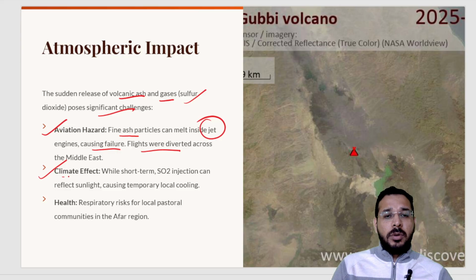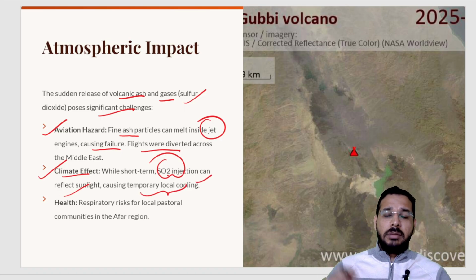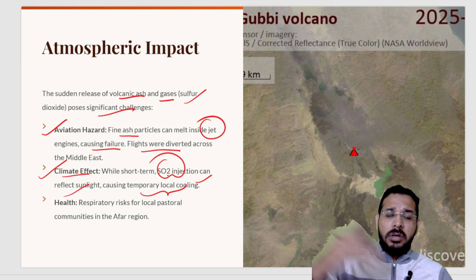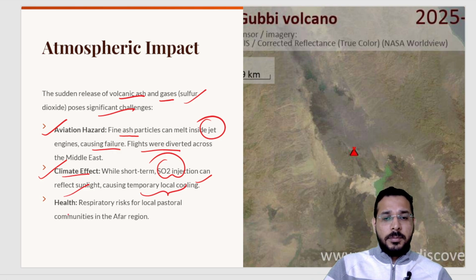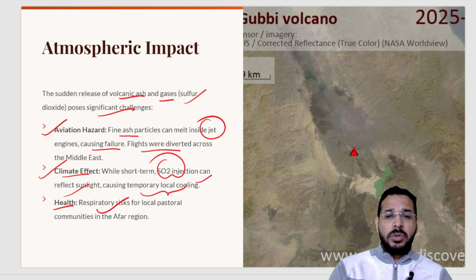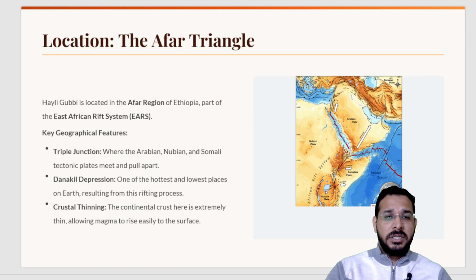Then the impact on climate change. While the sulfur dioxide injection can reflect sunlight and temporarily cause cooling, in the long run it can cause global warming. Then on health, it will lead to respiratory risks in the nearby regions, and it will also impact agriculture. This ash can cover the leaves and cause issues for perspiration.